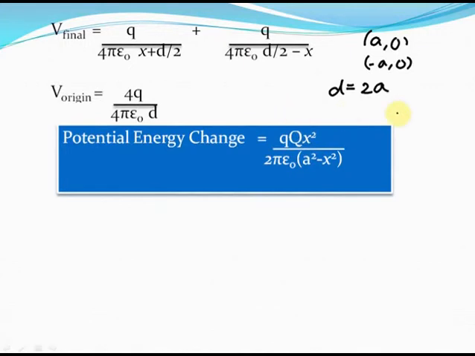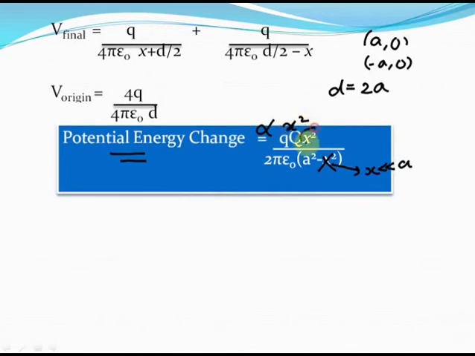Now if x is small compared to a, or compared to 2a, which is the distance between the charges, in that case x square here can be neglected, and that gives us the expression potential energy change proportional to x square, isn't it?